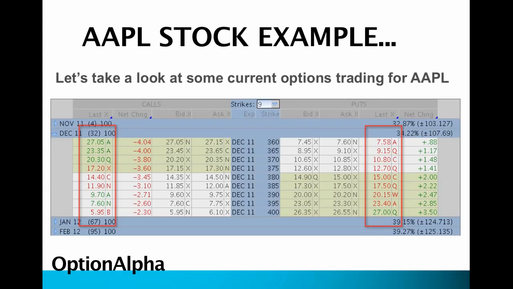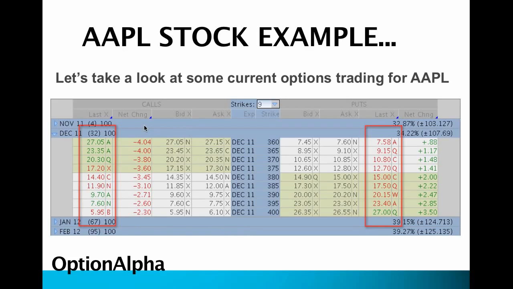So we're going to go with an Apple stock example like we've been doing, and look at some current options that are trading for Apple. Now, I always use the last trade. Some people like to look at the bid and the ask and try to figure out what the in-between trade is, but when I'm looking at the price of an option, I'm always going to look at the last trade, or what the premium is for that particular contract.